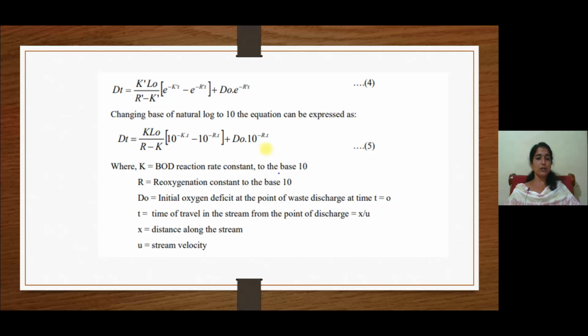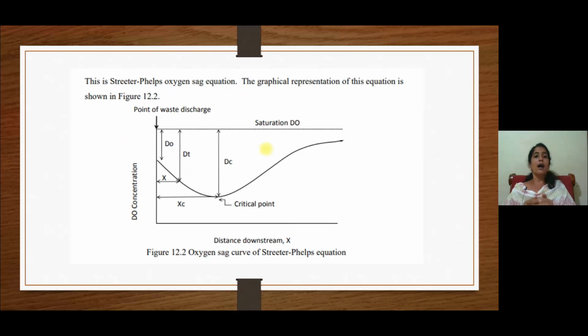D0 is the initial oxygen deficit at the point of disposal, and t is the time of travel in the stream from the point of discharge. That is x by u, where x is the distance along the stream and u is the stream velocity. This is the Streeter-Phelps oxygen sag equation, and the graphical representation of the equation is shown in the figure. This is the same as the oxygen sag curve I already explained in the first graph.